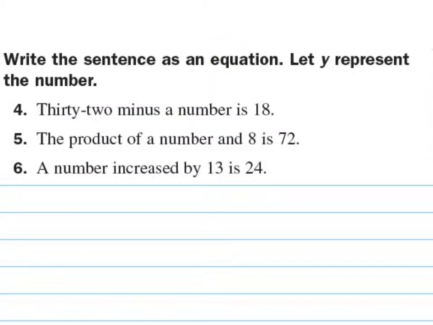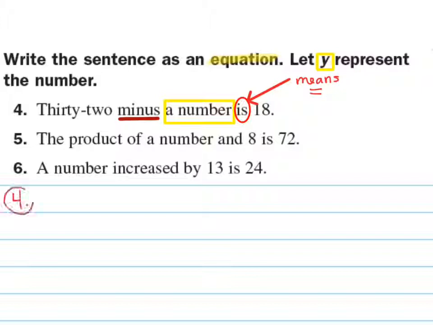So the key word right here is equation. And this time, we're going to set them equal to y. And so we're going to have the equation with y as the variable. And so our key word today is minus on number 4. And we're minusing a number y. And remember, is, this means equals. So is our key word for equals. And so our equation number 4 is 32 minus y equals 18.